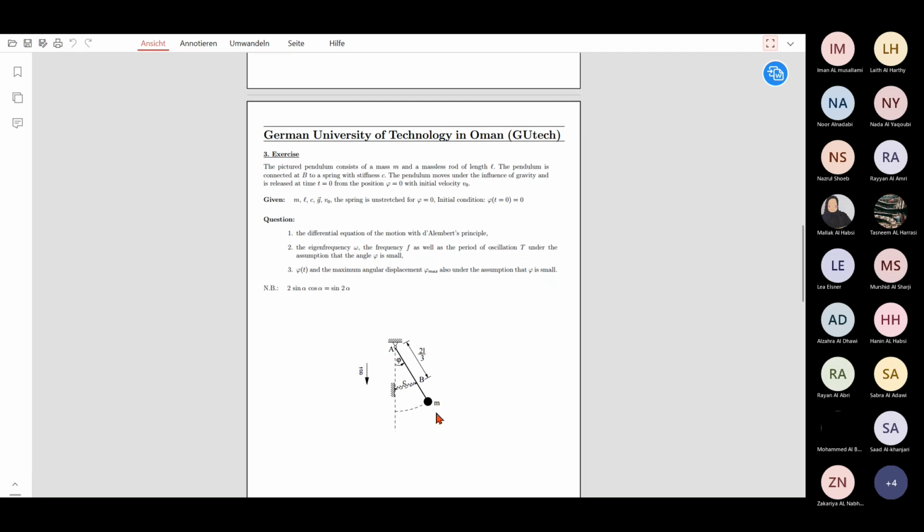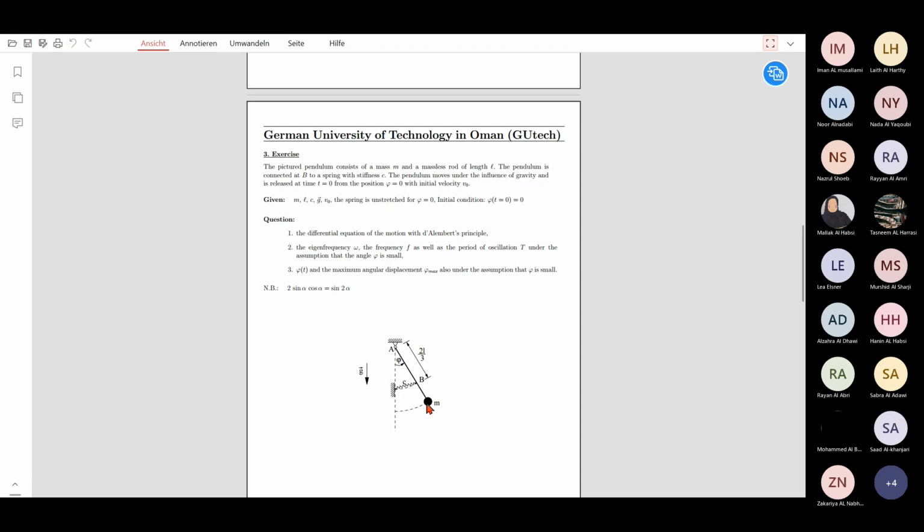massless rod, which has the length L. The pendulum is connected at point B here to a spring with stiffness C. The pendulum moves under the influence of gravity G and is released at time t equal to 0, at the position phi equal to 0 with the velocity v0.